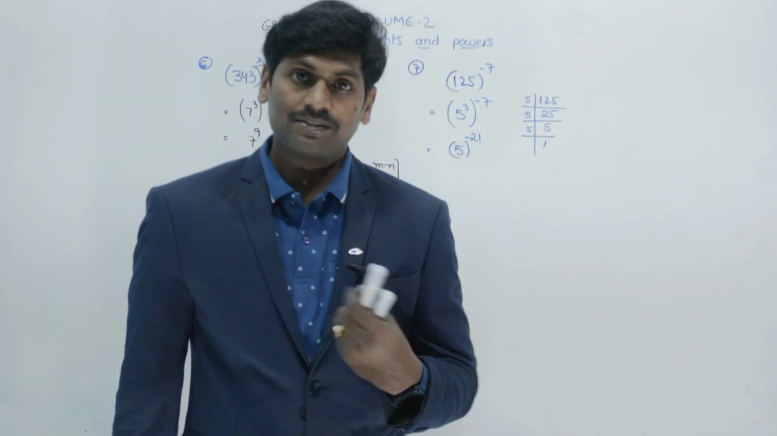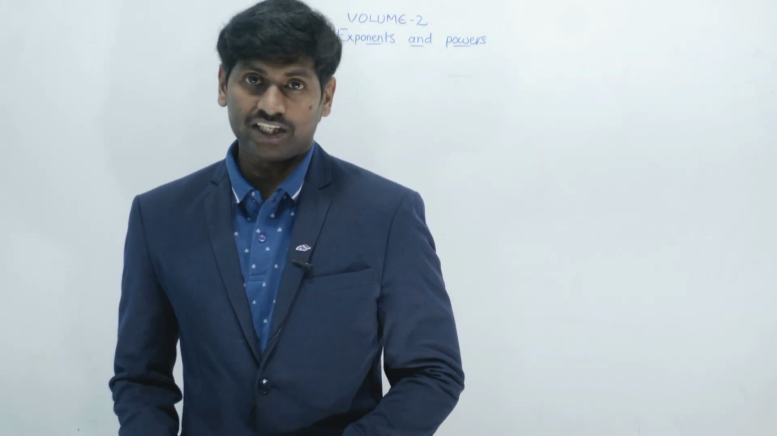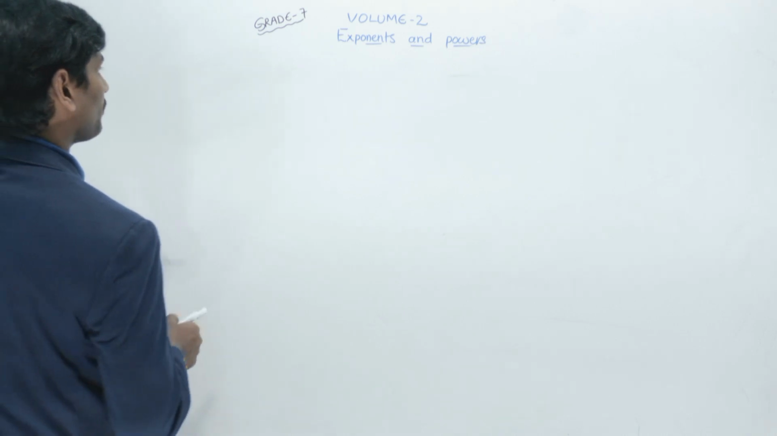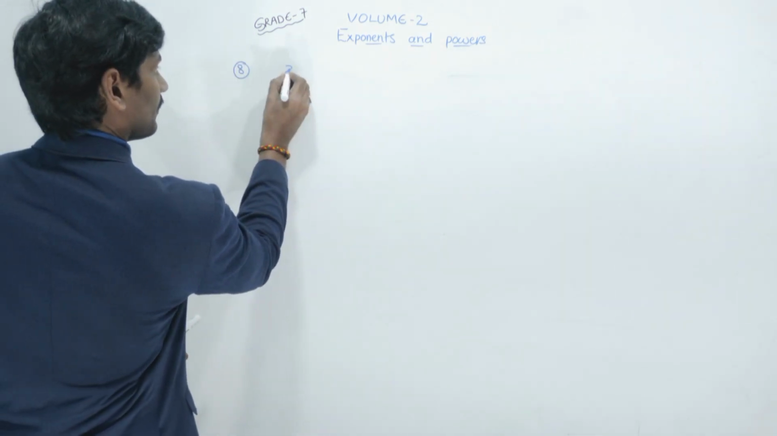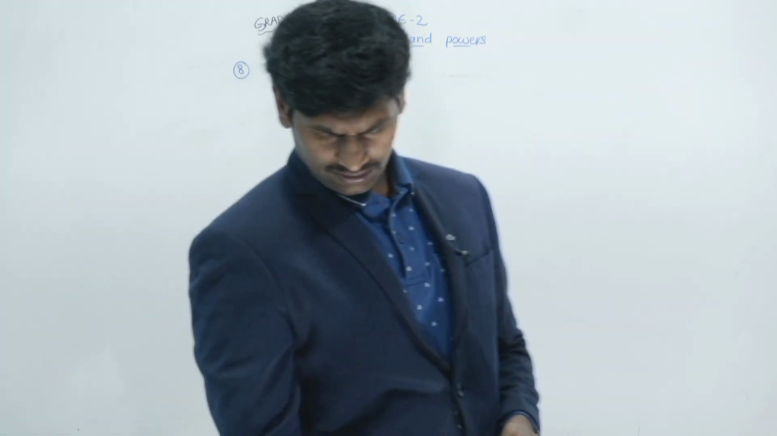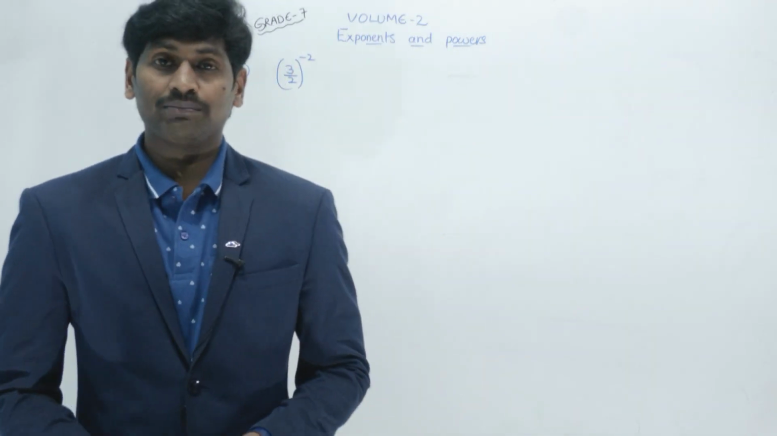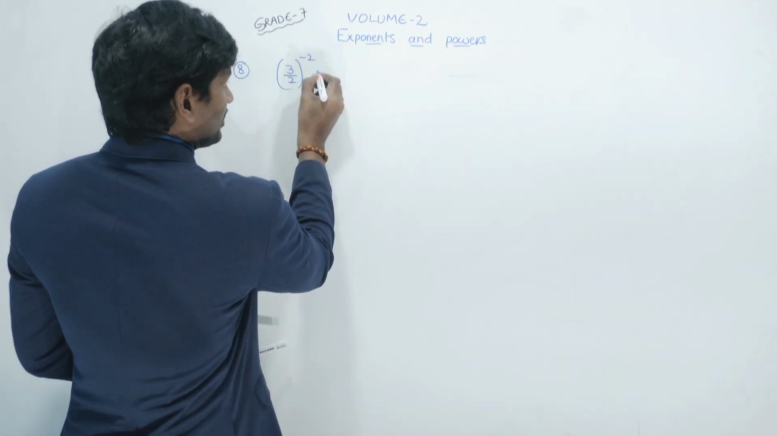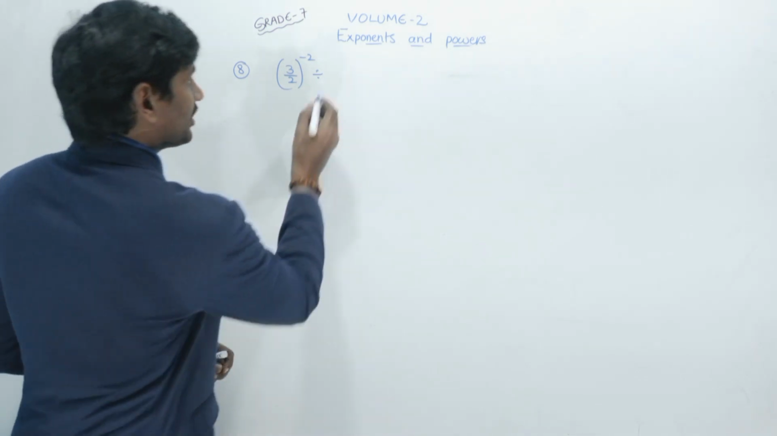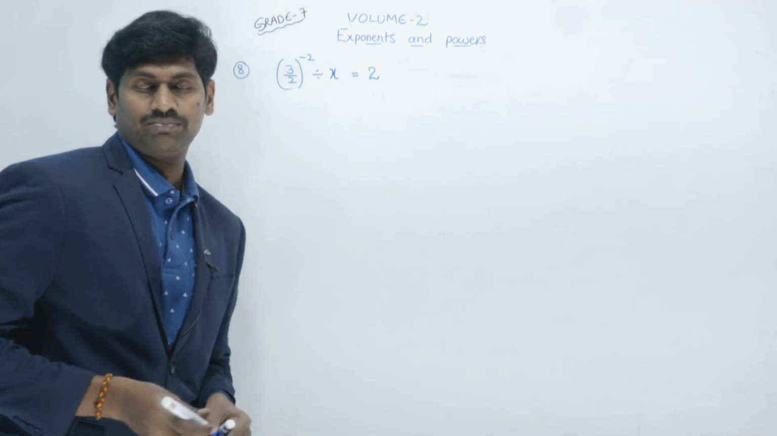Let us go to the next problem. Let us go to problem number 8, children. By what number should 3 by 2 whole to the power of minus 2 be divided so that the quotient becomes 2? That means if you divide this number by some other number, let us take it as x, then the quotient will be 2.